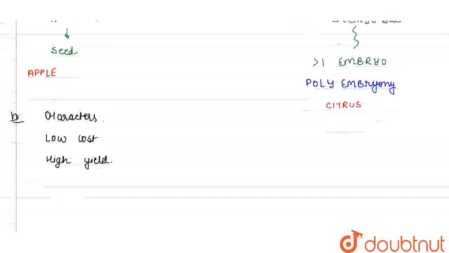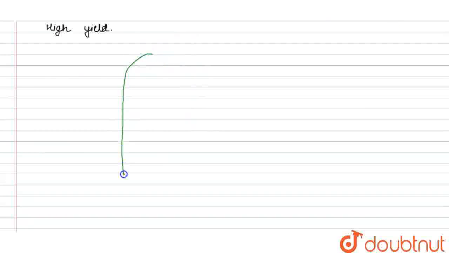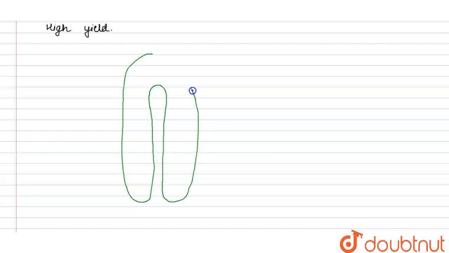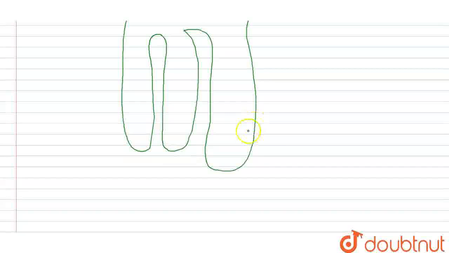Third part of this question is asking me to draw the diagram of the dicot embryo. So the dicot embryo will consist of two cotyledons. So this is a cotyledon. Then it will consist of the hypocotyl region, the radicle, and then the root cap. So this is a root cap.